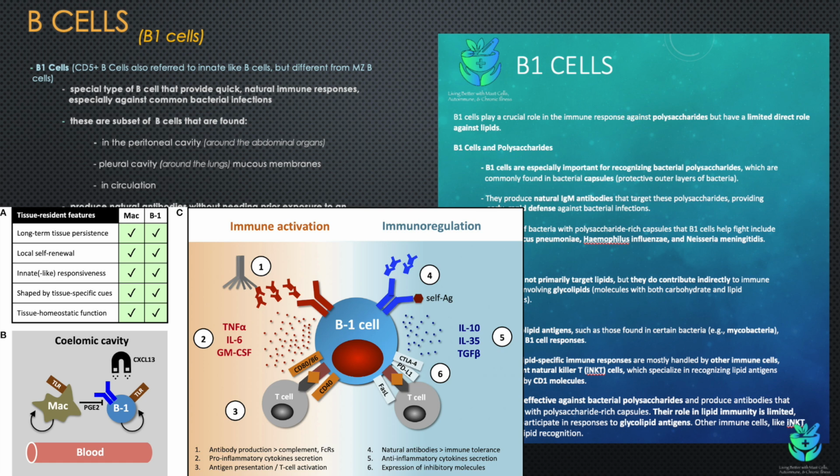B1 cells are especially important for recognizing bacterial polysaccharides, which are commonly found in bacteria capsules. It is the protective outer layer of bacteria. They produce natural IgM antibodies that target these polysaccharides, providing early, rapid defense against bacterial infections. Examples of bacteria with polysaccharide-rich capsules that B1 cells help fight include strep, the flu, and meningitis.